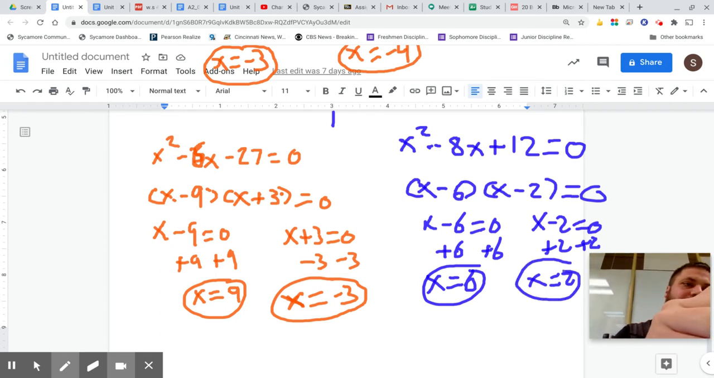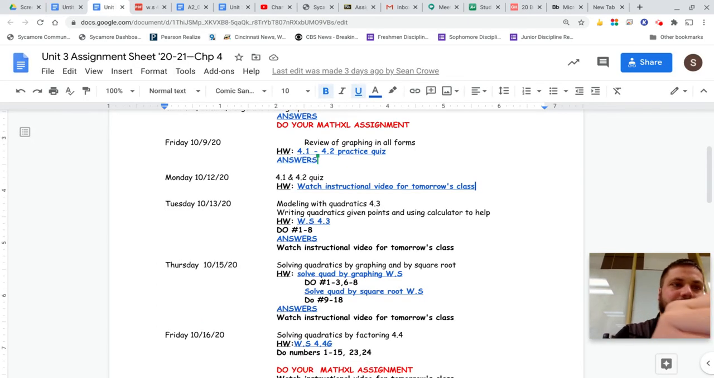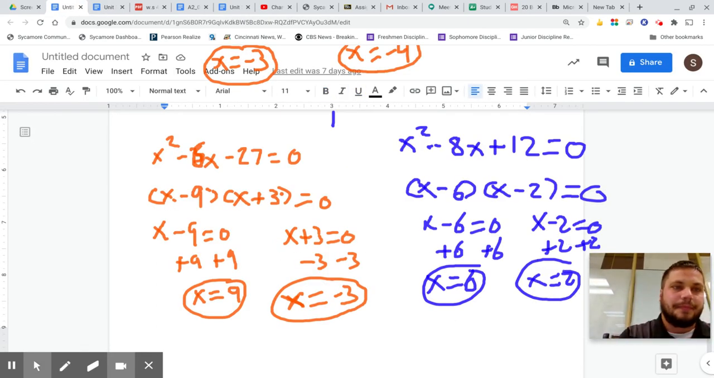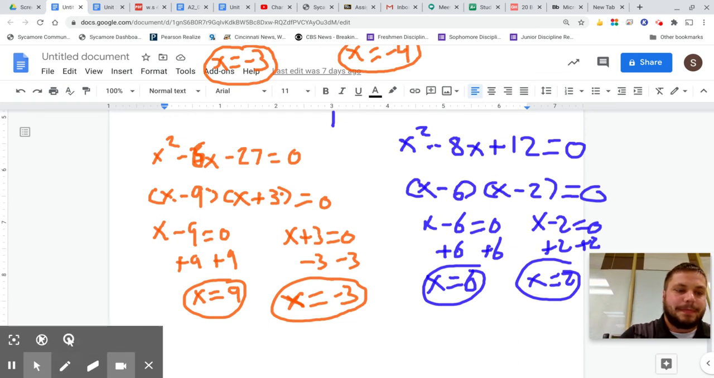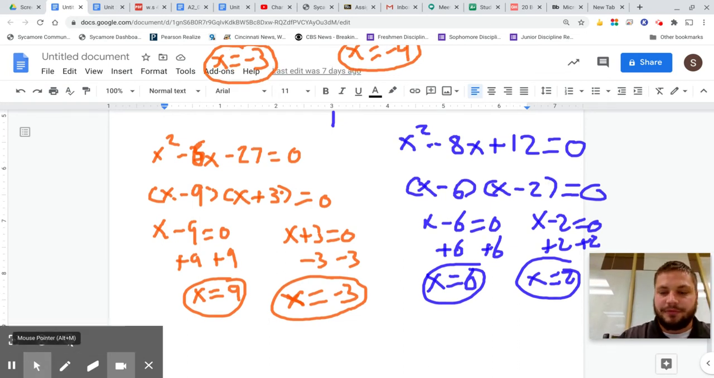Okay, there are two other types of factoring that we're going to work on doing today. Let me try to get some more screen here.